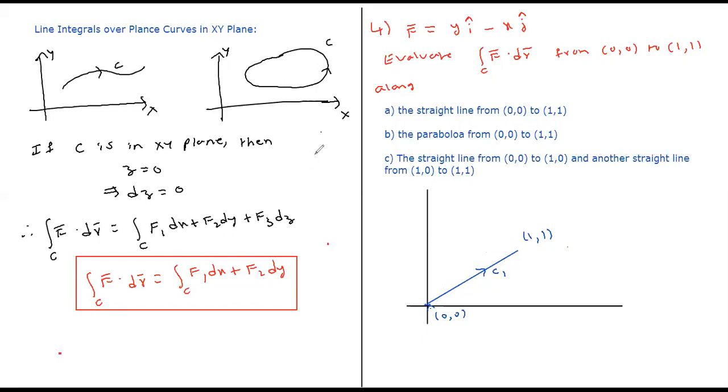What is that parabola? I did not mention it. The parabola is x square equal to y. First we'll be evaluating the line integral along the first path, which is a straight line from 0, 0 to 1, 1. I'll do that in the next slide.